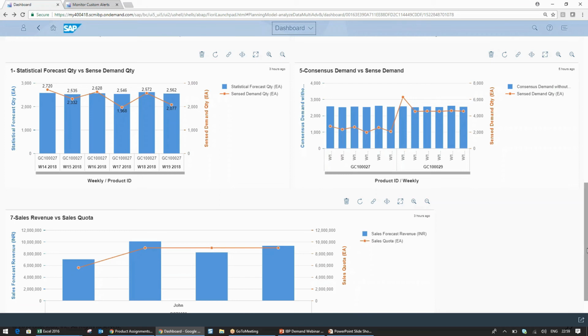Hope you would have understood how IBP can support your midterm demand planning part of the S&OP process with its demand forecasting, demand shaping, and demand modeling capability. Now let's turn our focus to short-term demand sensing. I'll request my colleague Deep to take you through the demand sensing showcase.